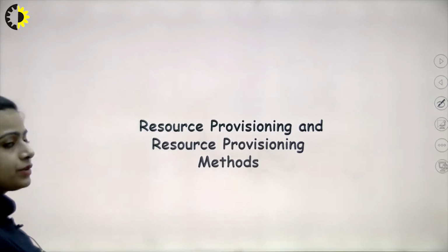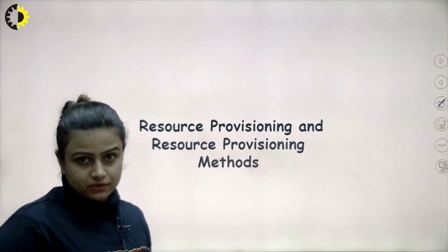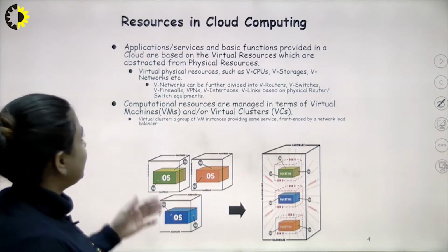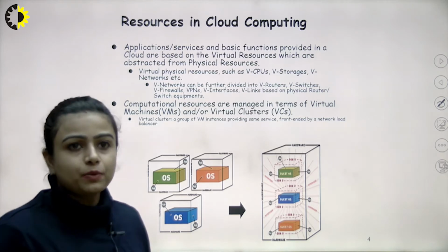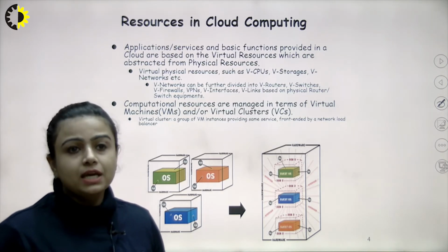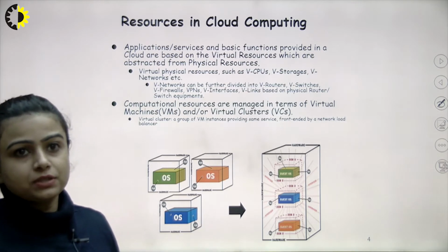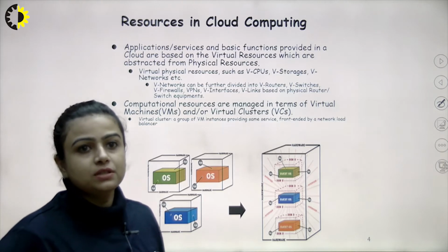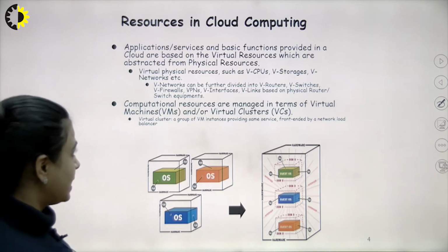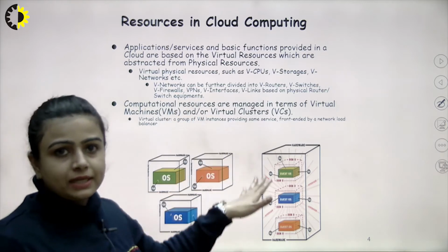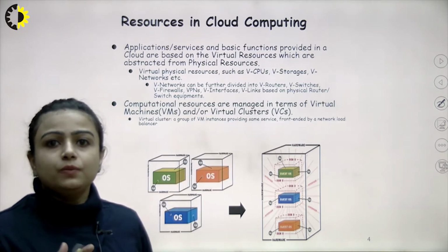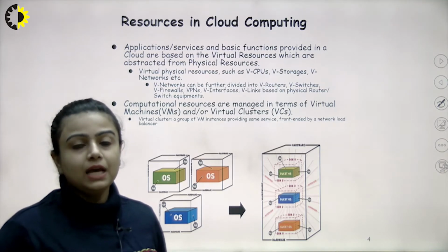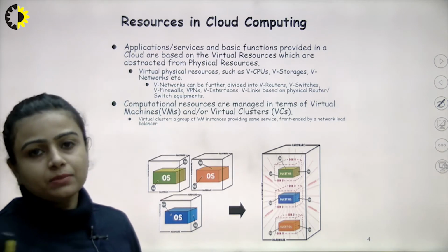Then next, we proceed to resource provisioning and resource provisioning methods. What are the various resource provisioning methods and techniques that we have? The clouds are based on virtual resources which can be abstracted from the physical resources, such as virtual CPUs, virtual storage, and networks. The virtual networks can be further divided into vRouters, vSwitches, virtual firewalls, VPNs, interfaces, and virtual links, which are based on the physical router and switch equipment and set up as per the requirements.